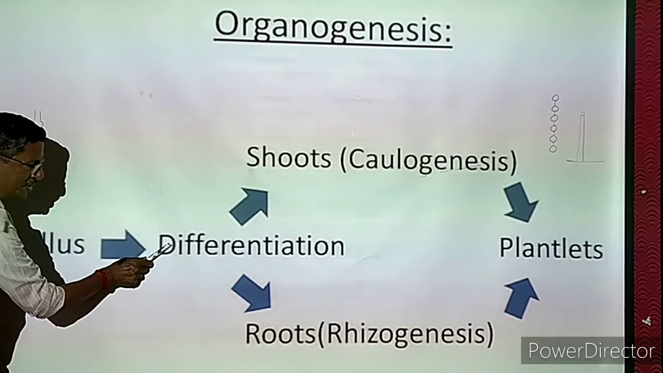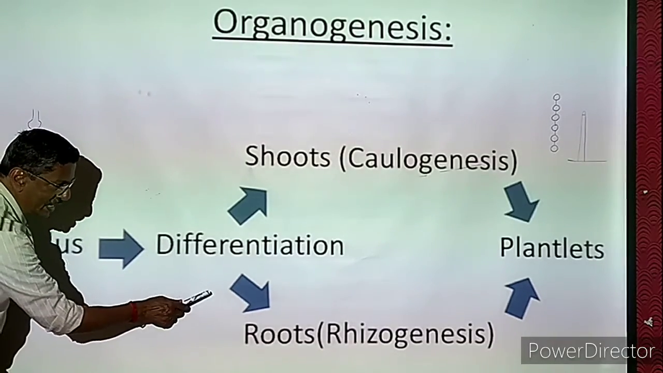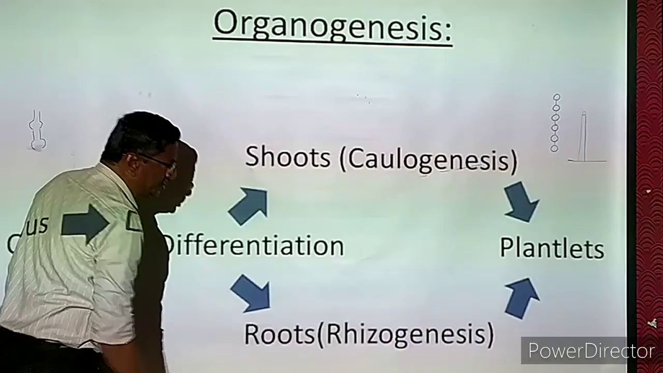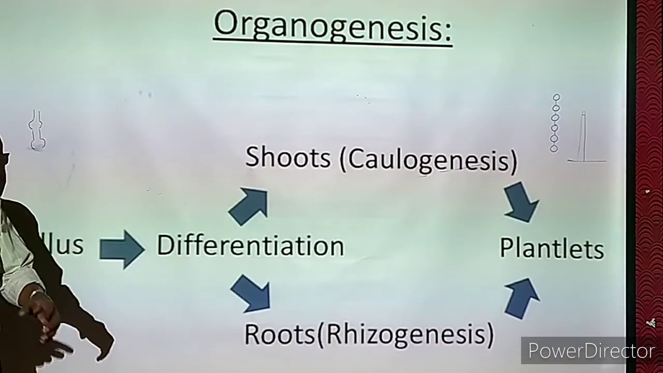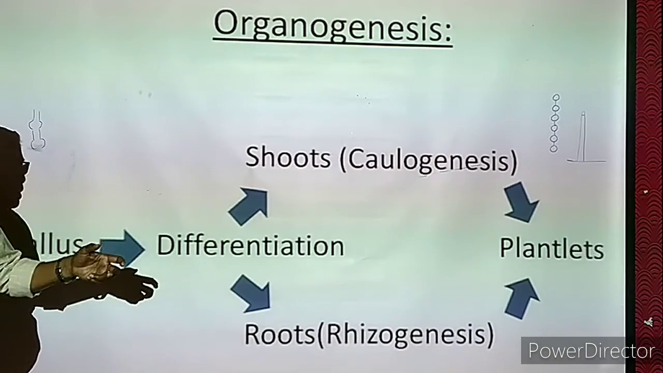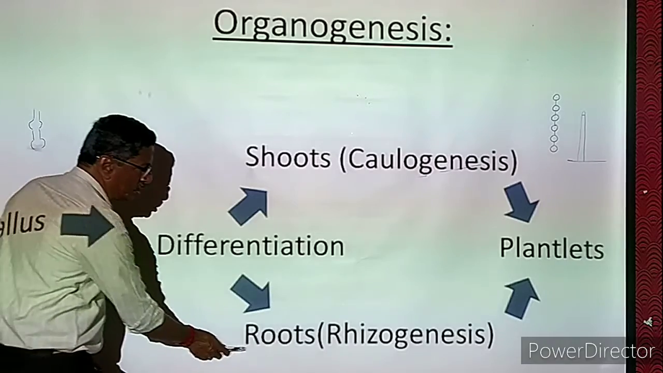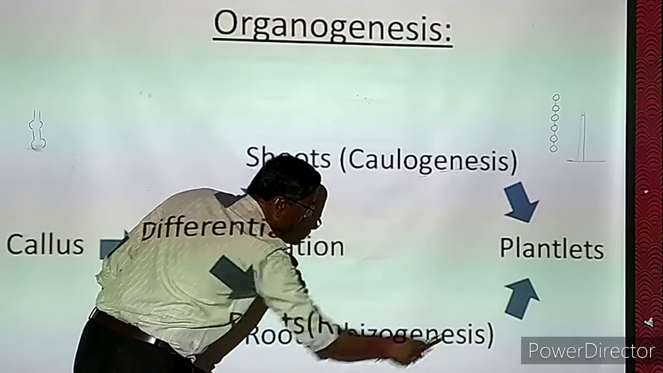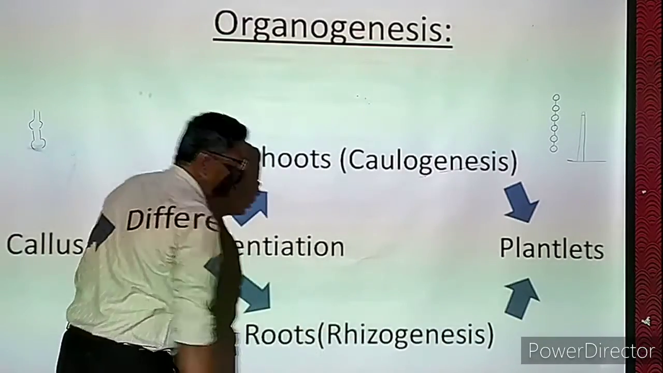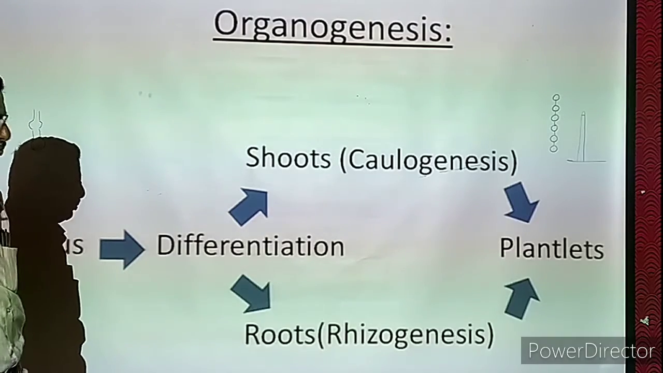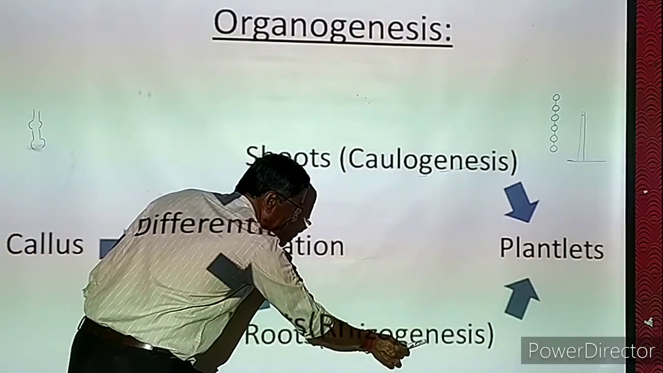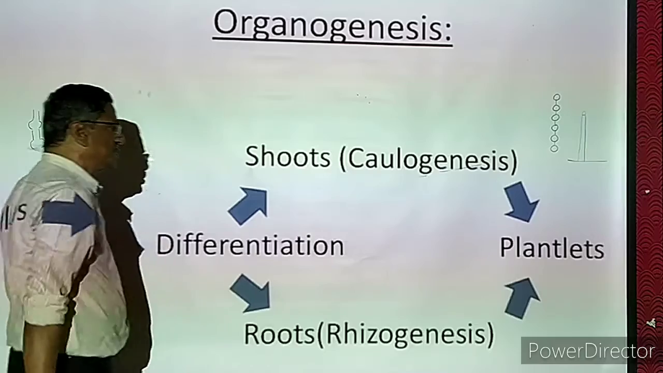Then at the time of differentiation, one part of the same callus is developing into roots. That means primary root, secondary root, tertiary root, the root has everything. That is called the roots. It is called rhizogenesis. Rhizo is another term for roots. Genesis, development. Development of roots, rhizogenesis.